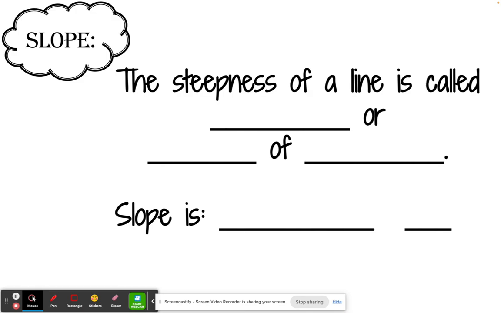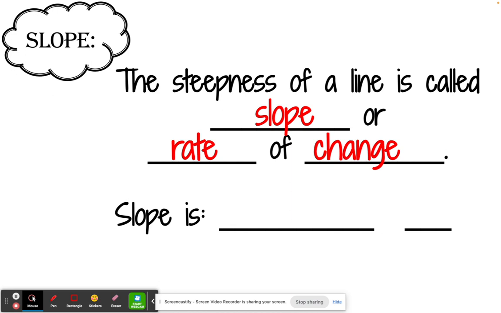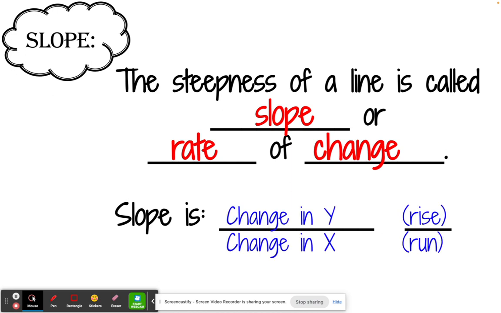So just a quick recap, remember slope is the steepness of a line. It's called slope, or it's also called the rate of change. Slope is change in y over change in x, or rise over run.